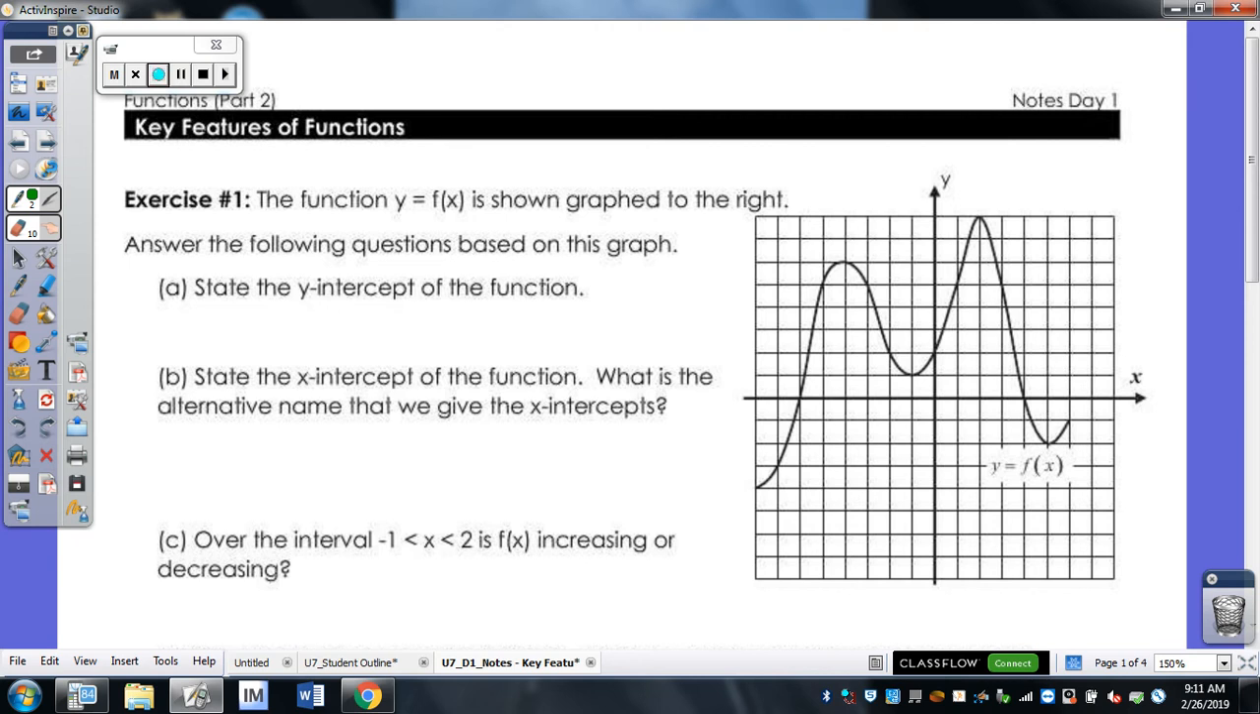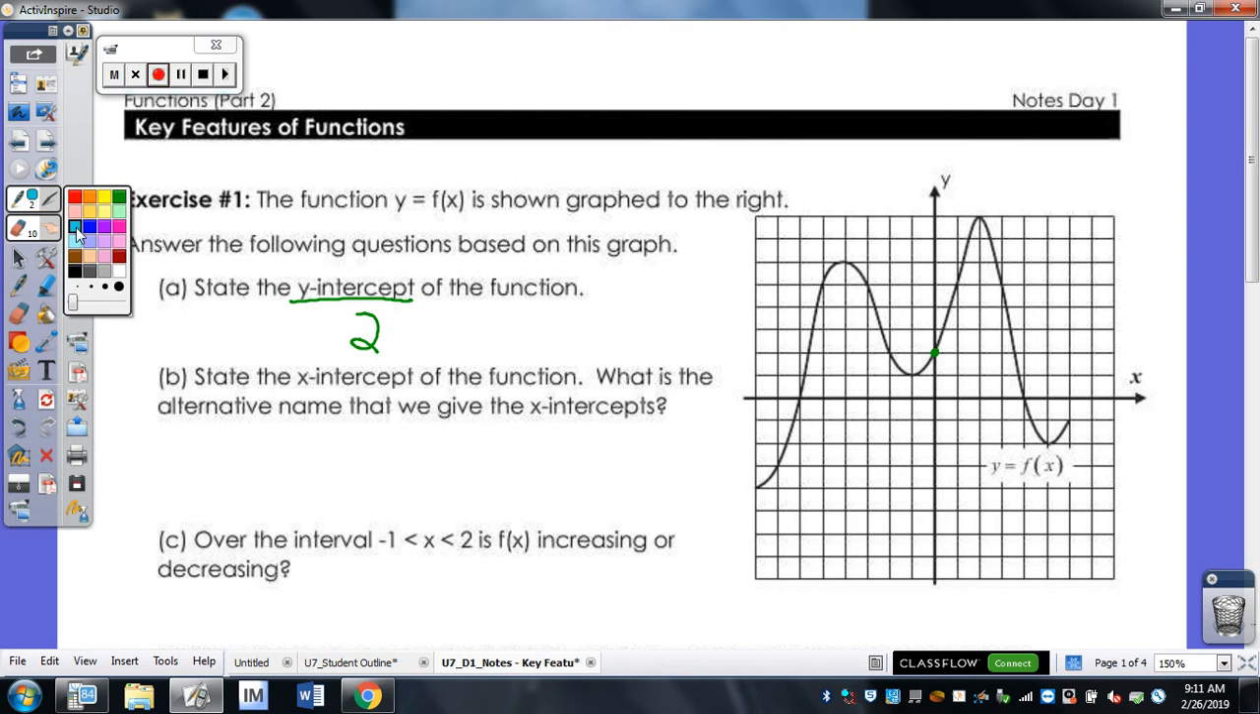So first one, state the y-intercept of the function. Let's go over to the function, find where it hits your y-axis. It hits it at 2. So our y-intercept is 2. That one, as I said, that's one of the ones you've been doing a long time. B, state the x-intercept of the function.